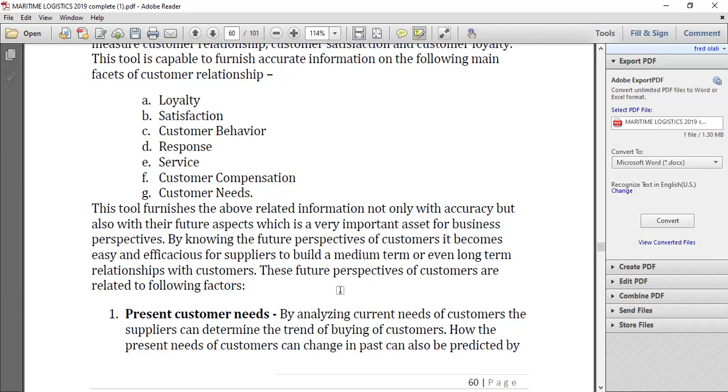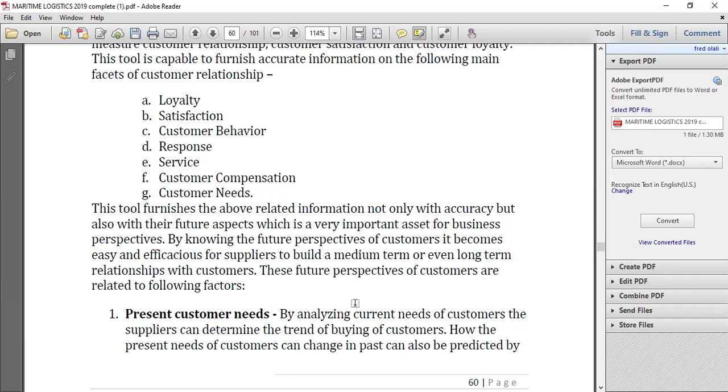So this tool furnishes the above related information, not only with accuracy, but also with their future aspect, which is a very important asset from the business perspective. So by knowing the future perspectives of a customer, it becomes easy and efficacious for suppliers to build a medium-term or a long-term relationship with those customers. So the aspects of loyalty, satisfaction, customers' behavior, response, service, customers' compensation, and the customers' needs are very important.